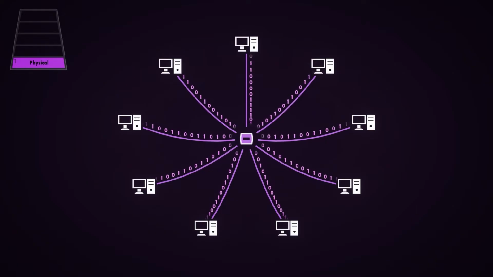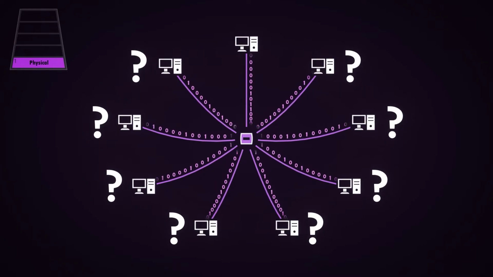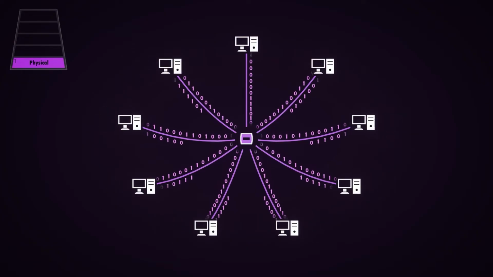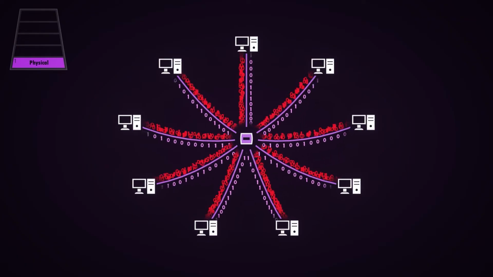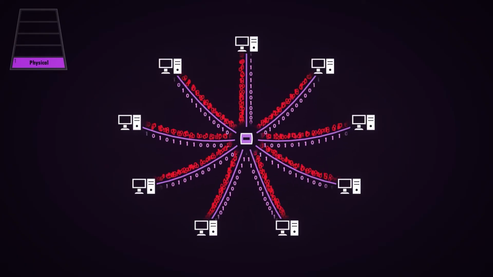But this has some serious issues as well. If all transmissions are duplicated, how does one device know if an incoming stream of bits was intended for it? And won't all these streams of bits collide with each other and create a mess? And how do we know that what we received is really what was sent? We need something more.